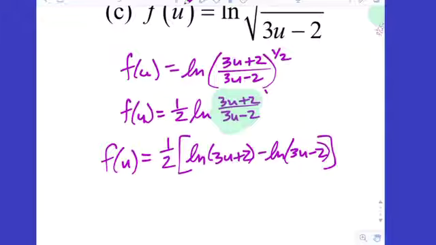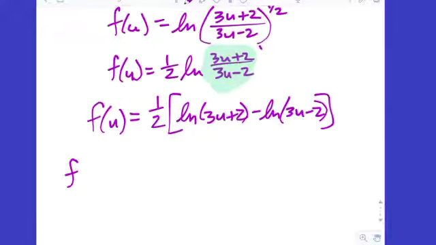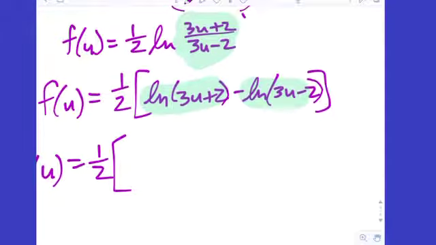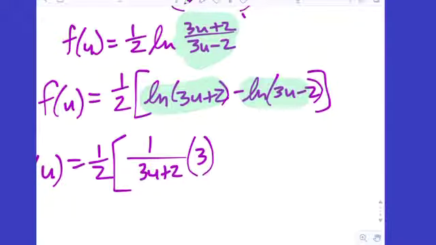Now what? Derivative, right? So f prime of u. 1/2 goes along for the ride. Constant multiples go along for the ride, so just keep them there in the front. And now I have two terms. That's like two smaller individual baby problems, right? What's the derivative of the natural log of blob? 1 over the blob times the derivative of the blob, which is 3.